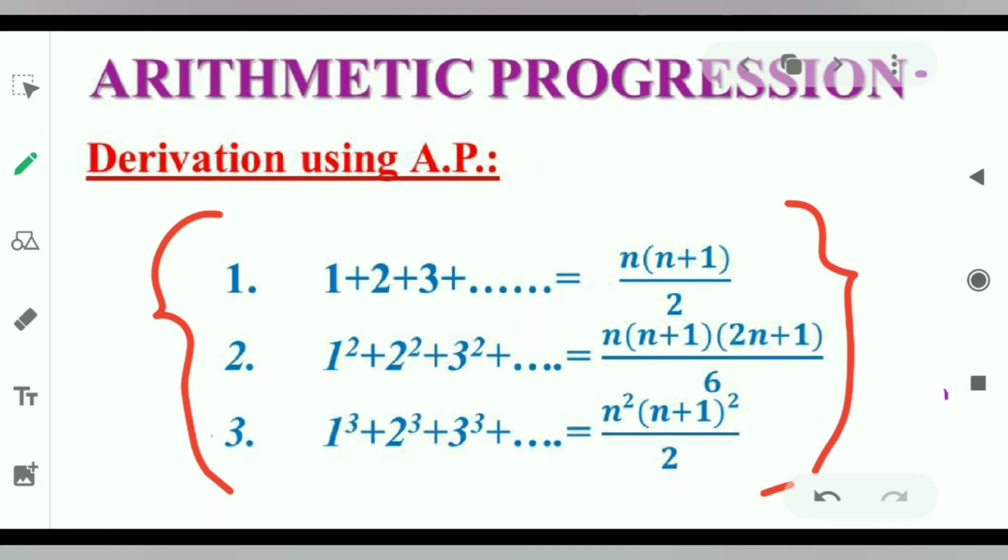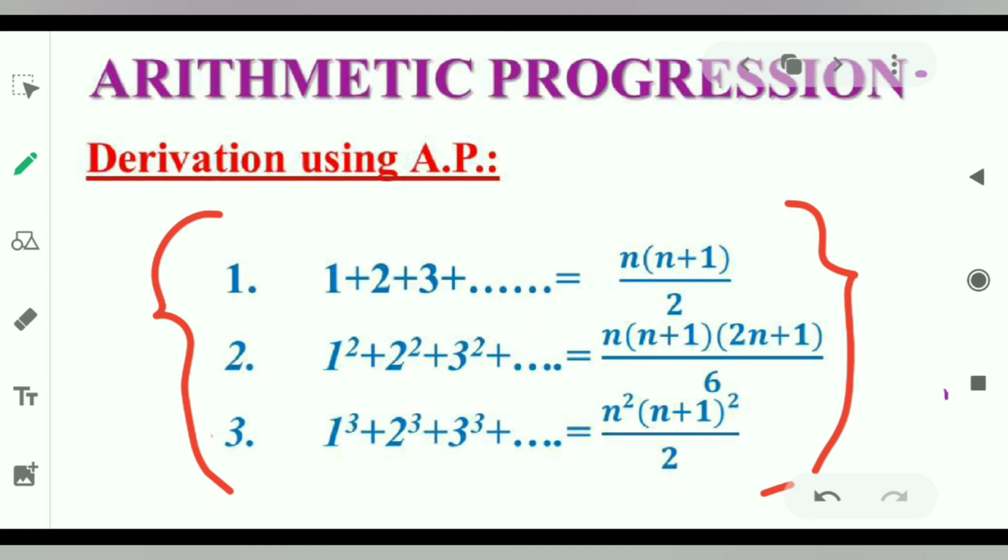Are you all ready to read with me? Good. Let's read it together. Sum of n natural numbers, 1 plus 2 plus 3 plus etc., is equal to n into n plus 1 whole divided by 2. Second, sum of square of n natural numbers, that is 1 square plus 2 square plus 3 square plus etc., is given by n into n plus 1 into 2n plus 1 whole divided by 6.